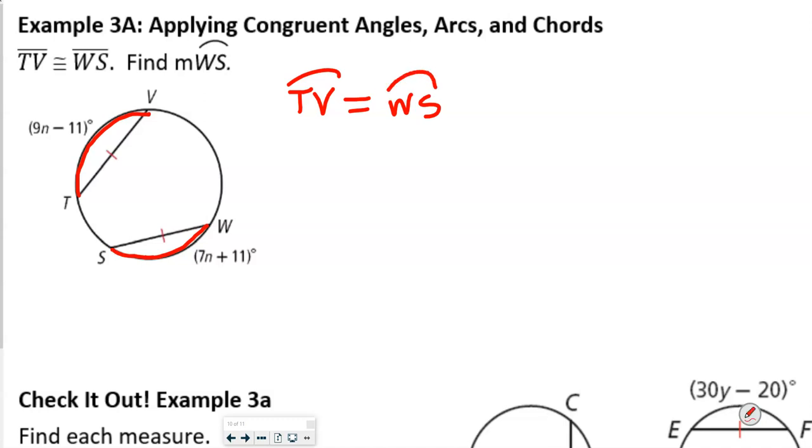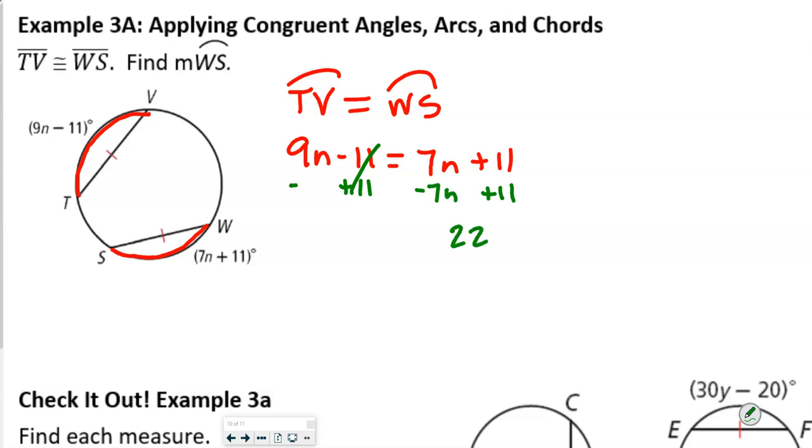Okay? So if that's true, then that means we can put those measures equal to each other, right? So we can say 9n minus 11 equals 7n plus 11, okay? So I'm going to add 11 to both sides. So now that's gone, right? And this is now 22 over here. And I'm going to subtract 7n from both sides. So now that's gone, and that's going to give me 9 minus 7 is 2. So that's 2n. Then we're going to divide both sides by 2. Okay, so that means n is going to be equal to 11.